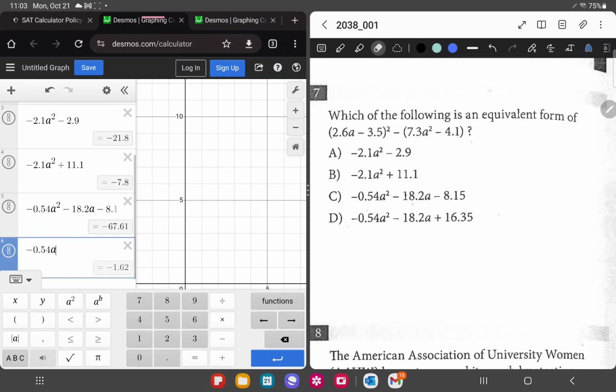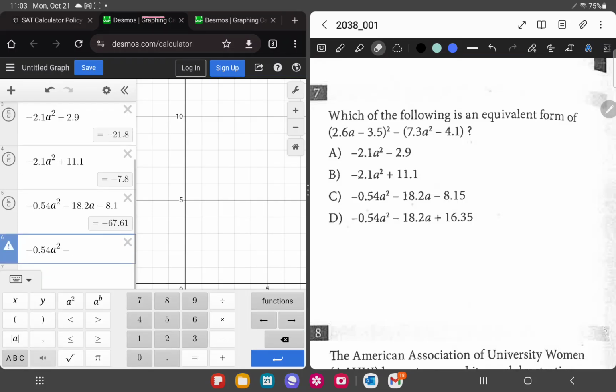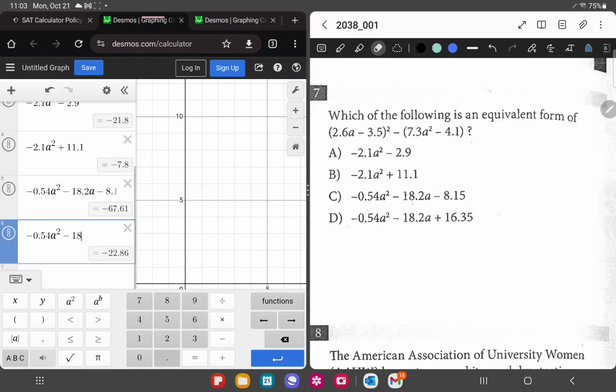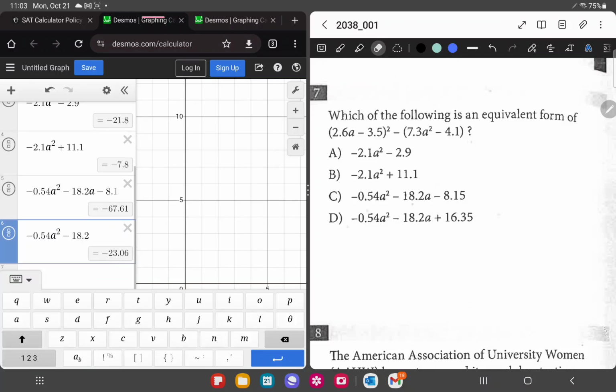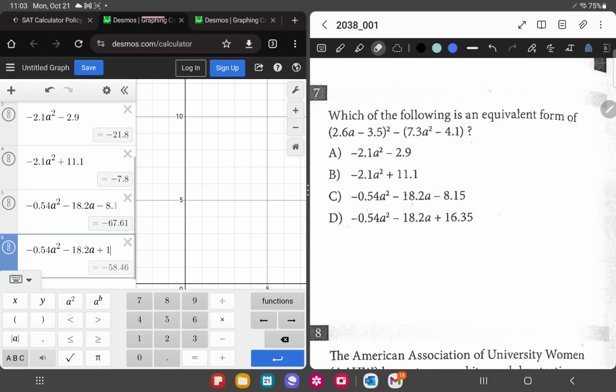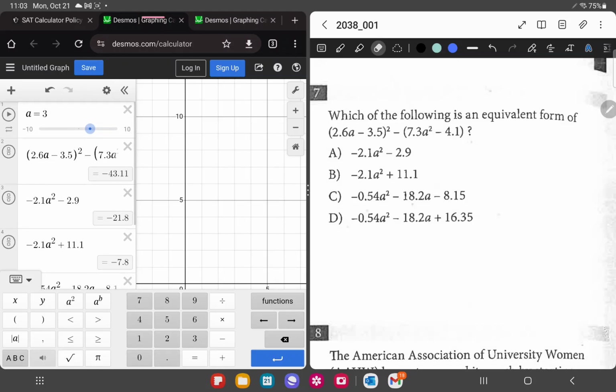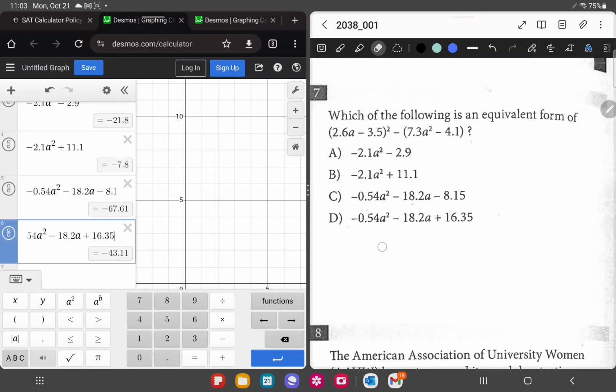So it's going to be a squared minus 18.2 a, finally, plus 16.35. And see what happened? My answer is going to be D because those two match.